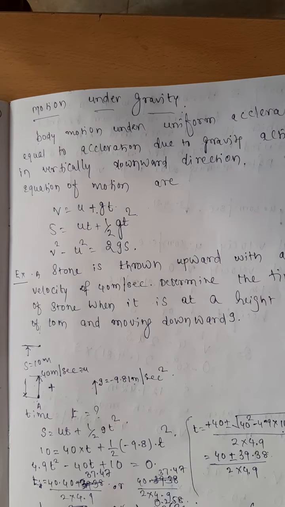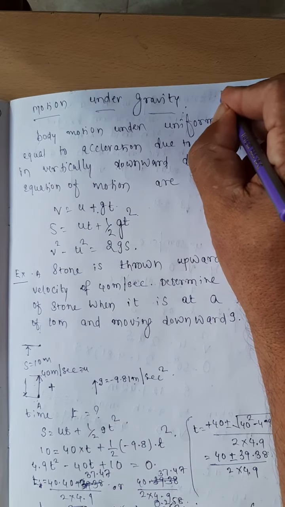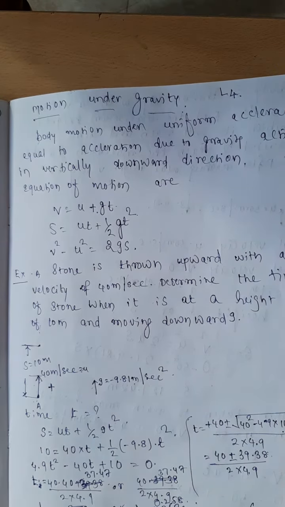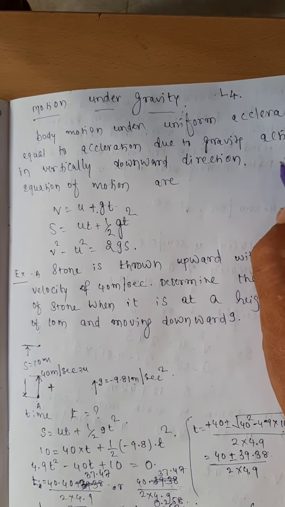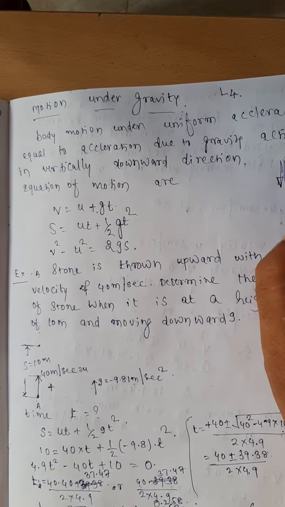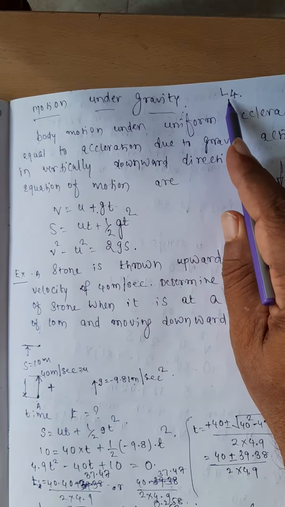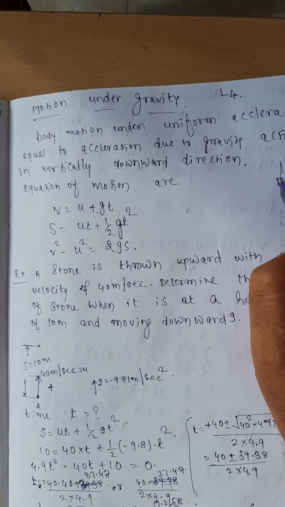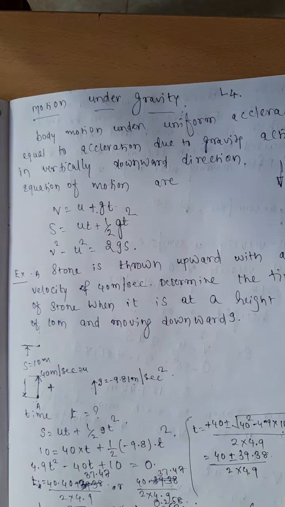Yes, friends, today we are going for the fourth lecture on kinematics, which is focused on the numericals on the motion under gravity. The body moves under uniform acceleration equal to the acceleration due to gravity acting in a vertically downward direction. The acceleration due to gravity will always act vertically downward. Therefore, a is constant when the body is moving under the gravitational force, and its value is equal to the acceleration due to gravity, 9.81 meter per second square.